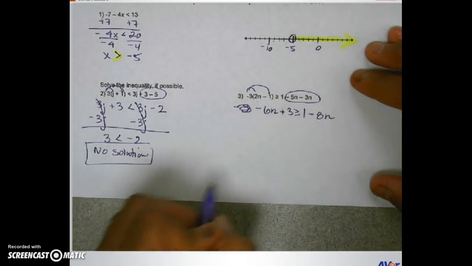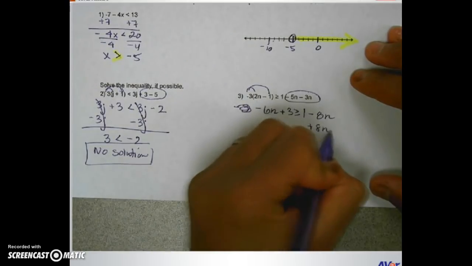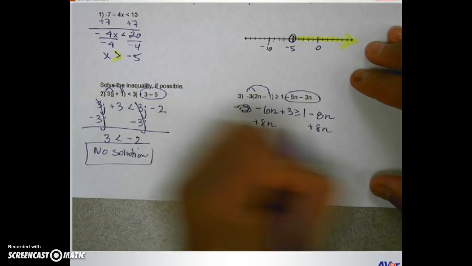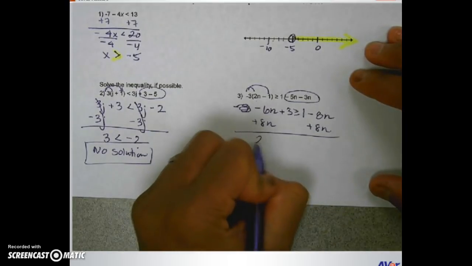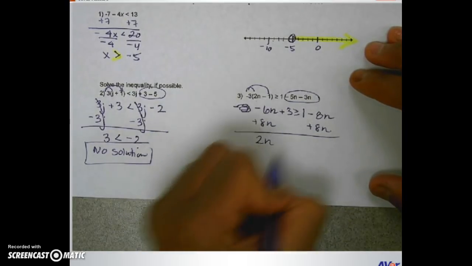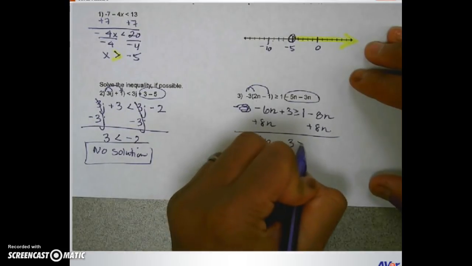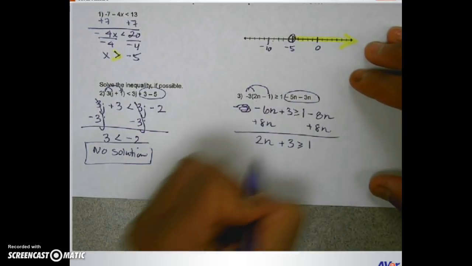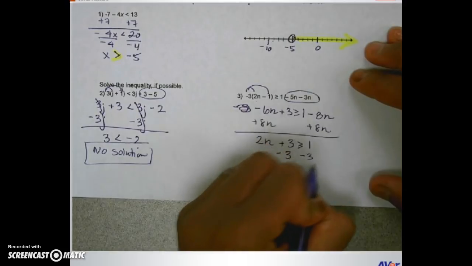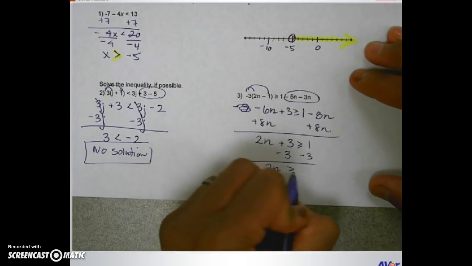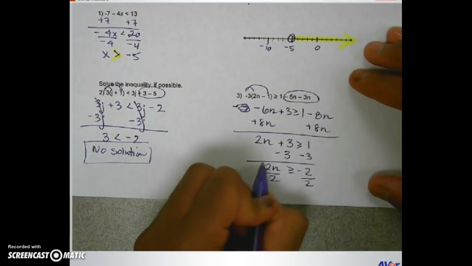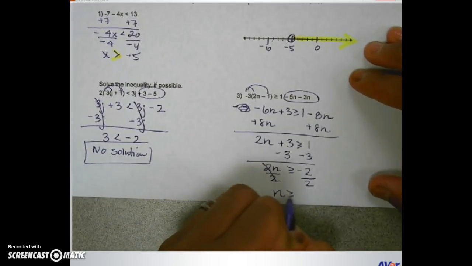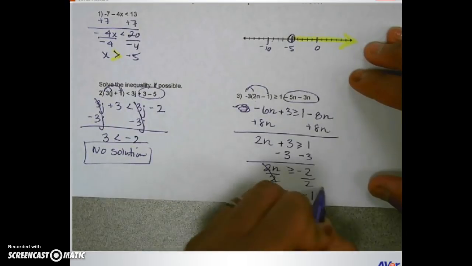And I want to collect my variables again, so I'm going to add 8n to both sides because I have n's all over the place. I want them all together. So this gives me 2n, negative 6 plus 8, plus 3 is greater than or equal to 1. I'll subtract 3 on both sides and get 2n is greater than or equal to negative 2. Divide by 2. These cancel. n is greater than or equal to negative 1.